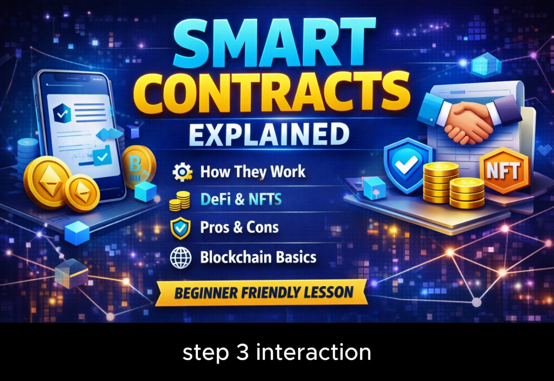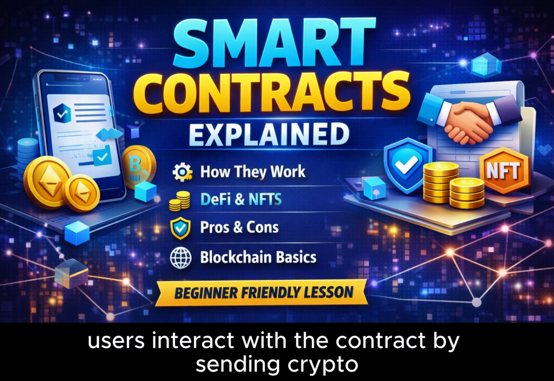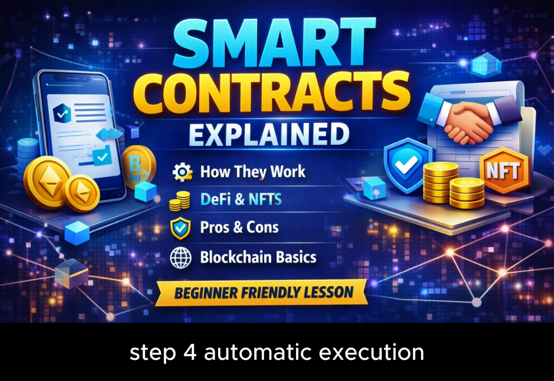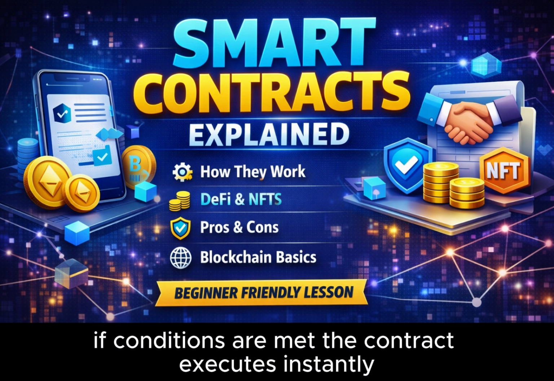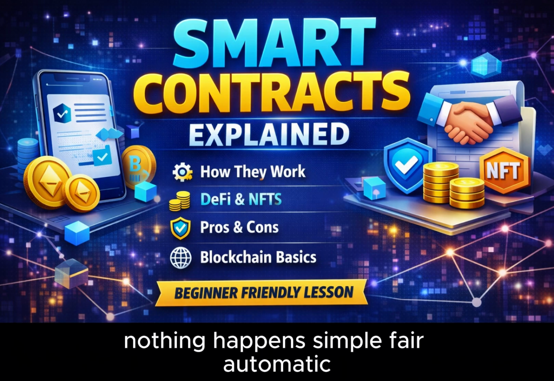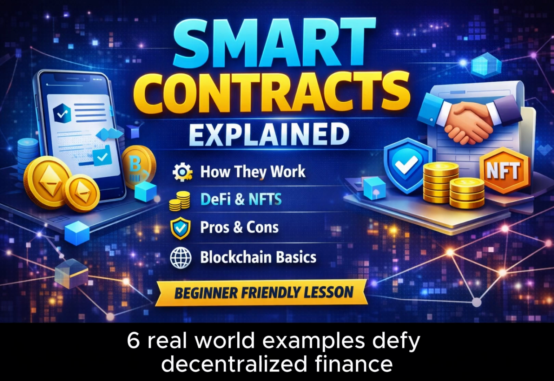Step 3. Interaction. Users interact with the contract by sending crypto, calling functions, and connecting wallets like MetaMask. Step 4. Automatic execution. If conditions are met, the contract executes instantly, no human approval needed. If conditions are not met, nothing happens. Simple, fair, automatic.